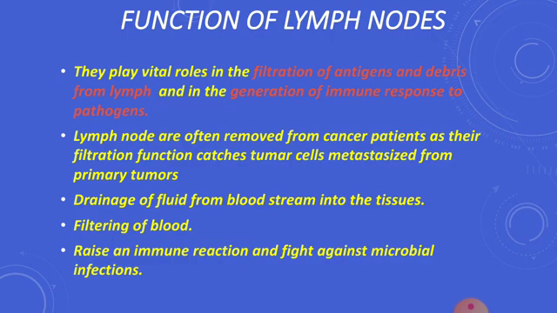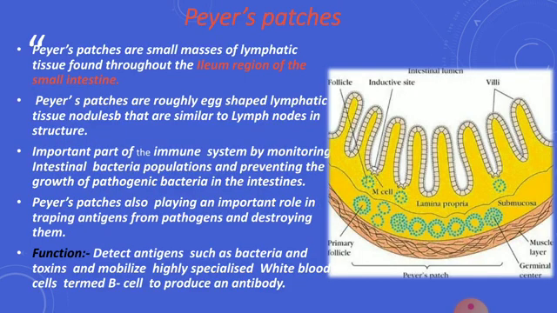And the next secondary lymphoid organ is Peyer's patches. Peyer's patches are small masses of lymphatic tissue found throughout the ileum region of the small intestine that are similar to lymph nodes in structure. Peyer's patches also play an important role in trapping antigens from pathogens and destroying them.